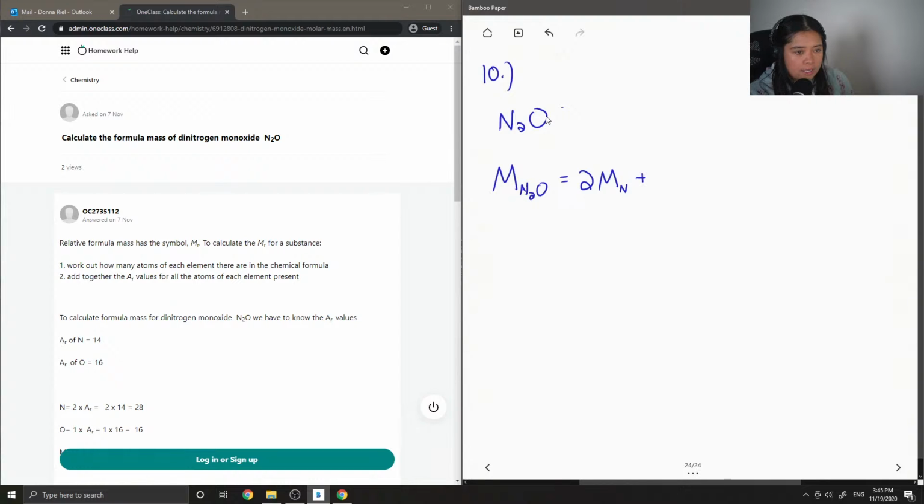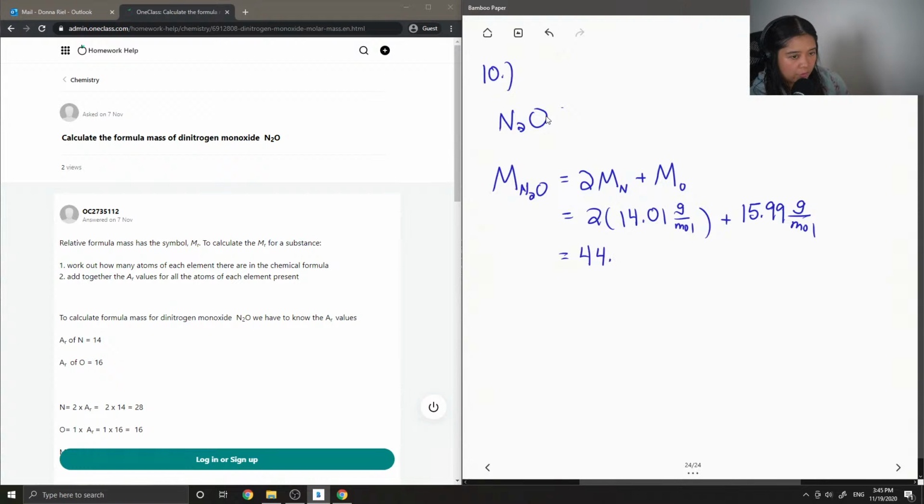Then I'm just going to add this with the molar mass of oxygen. The molar mass of nitrogen can be found on the periodic table. It's just 14.01 grams per mole. And the molar mass of oxygen is 15.99 grams per mole. Okay, so adding these values up, we end up getting 44.01 grams per mole.